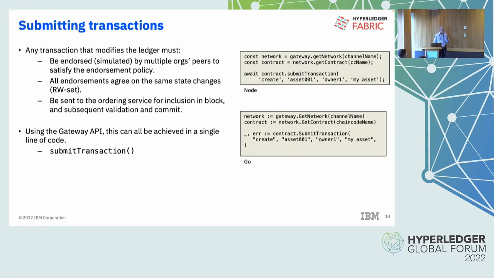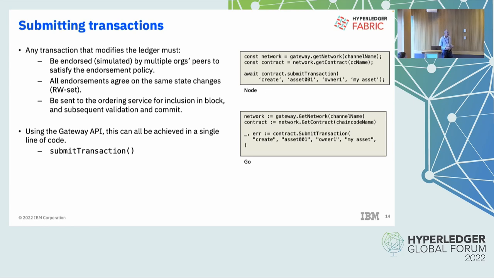Right, so we'll come on to submitting transactions. Any transaction that modifies the ledger has to go through a process of endorsement. Depending on the endorsement policy associated with the smart contract that you're invoking, this transaction might need to be invoked or simulated on multiple peers across multiple organizations. As we saw, the smart contract installed on a peer gets invoked, and it generates a read-write set. It doesn't modify the ledger at that point. It runs against that peer's copy of the ledger, and the read-write set represents what it would do to its ledger. That's an endorsement. The peer then signs it and sends it back to the requester.